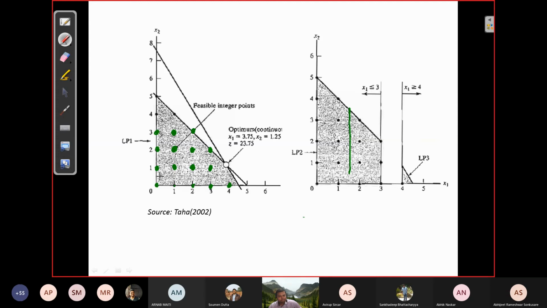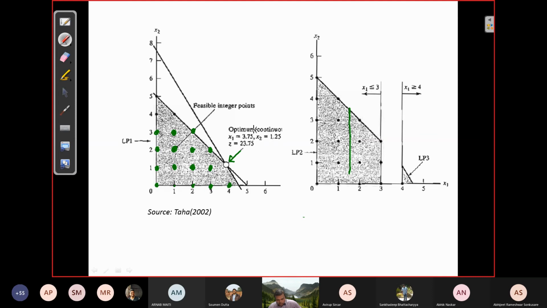Now for this example, if you look at the LP and solve it by the graphical method or the simplex method, you would have got this corner point as the optimal solution. But interestingly, this is not an integer point. You see the values: x1 is 3.75 and x2 is 1.25, and z is 23.75. So it is not an integer solution.